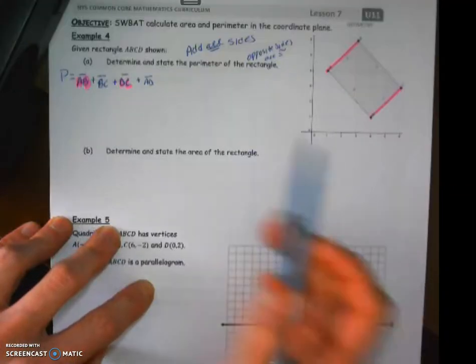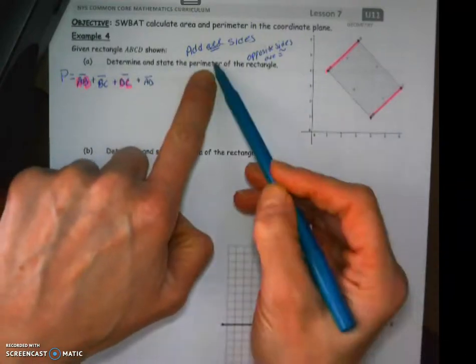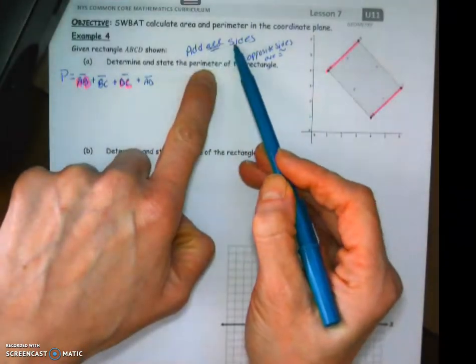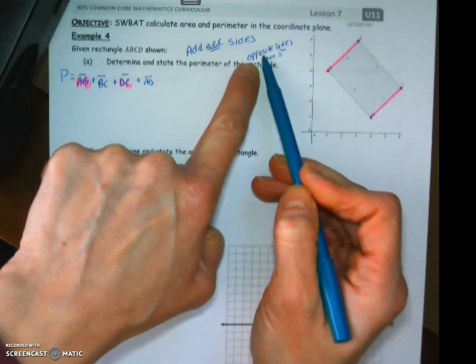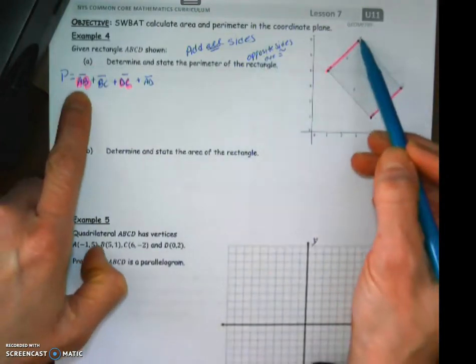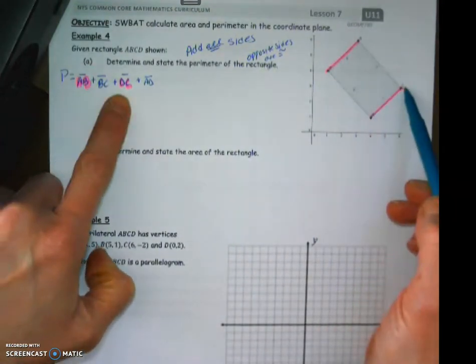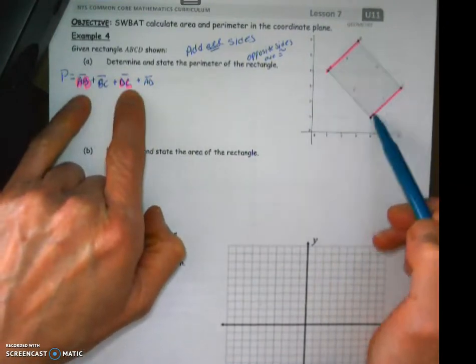Example number 4, given rectangle ABCD as shown. Determine and state the perimeter. Remember, perimeter means to add all sides of the rectangle. Now, what do we know about a rectangle? Opposite sides are congruent. So I highlighted, I said the perimeter is equal to side AB plus BC plus DC plus AD. Now, notice here, AB and DC are opposite sides.